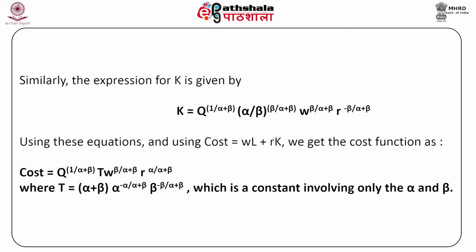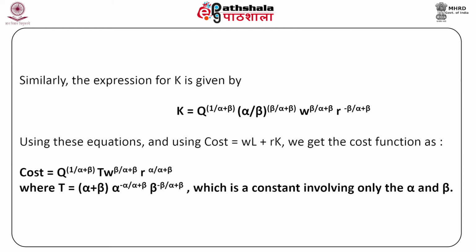Using these equations and using cost is equal to w into L plus r into K, we get the cost function as cost is equal to Q raised to the power 1 upon alpha plus beta into t into w raised to the power beta upon alpha plus beta into r raised to the power alpha upon alpha plus beta. Equation 14, where t is equal to alpha plus beta into alpha raised to the power minus alpha upon alpha plus beta into beta raised to the power minus beta upon alpha plus beta, which is a constant involving only the alpha and beta.